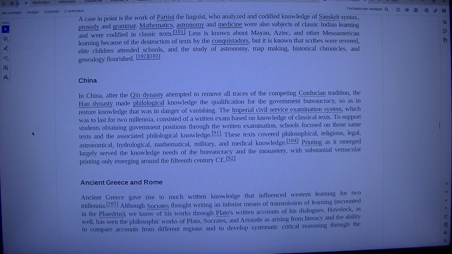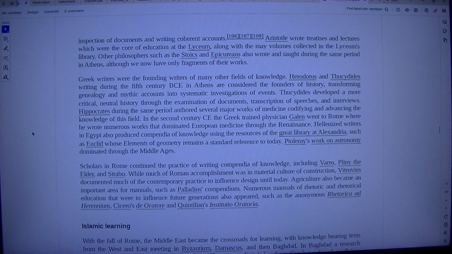Ancient Greece and Rome. Ancient Greece gave rise to much written knowledge that influenced Western learning for 2 millennia. Although Socrates thought writing an inferior means of transmission of learning, as recounted in the Phaedrus, we know of his works through Plato's written accounts of his dialogues. Havelock, as well, has seen the philosophic works of Plato, Socrates, and Aristotle as arising from literacy and the ability to compare accounts from different regions and to develop systematic critical reasoning through the inspection of documents and writing coherent accounts.